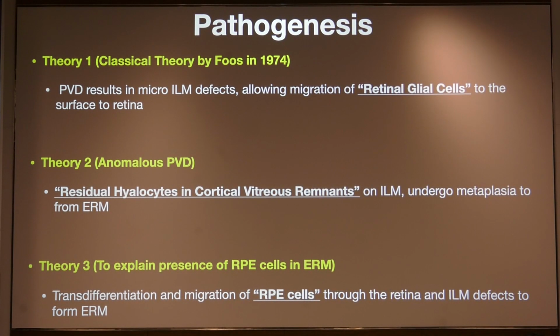Pathogenesis, there are basically three theories. One is the classical theory, which says there are ILM defects and the retinal glial cells migrate to form these ERMs. The second one is the most accepted theory, which is the anomalous PVD theory. Residual hyalocytes in the cortical vitreous remnants form the ERM after undergoing metaplasia. And the third theory is just to explain the presence of RPE cells in the ERM, which says that there's transdifferentiation and migration of RPE cells through the retina and the ILM defects to form the ERM.